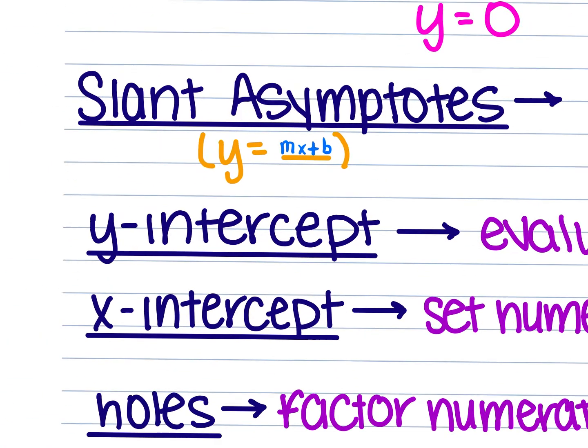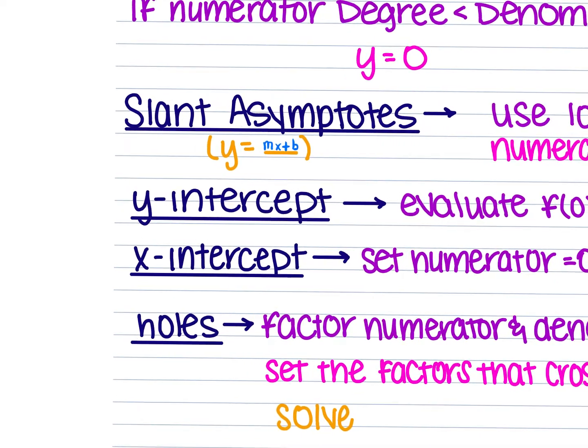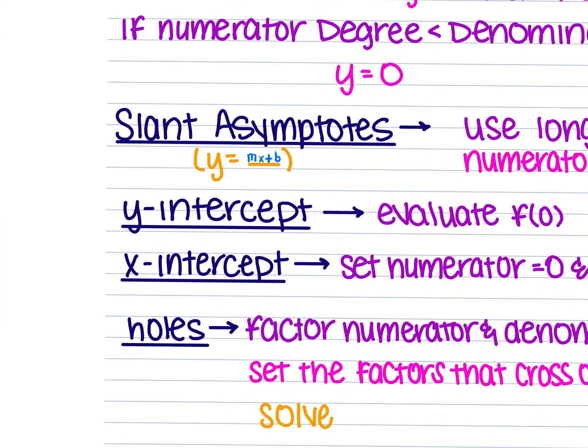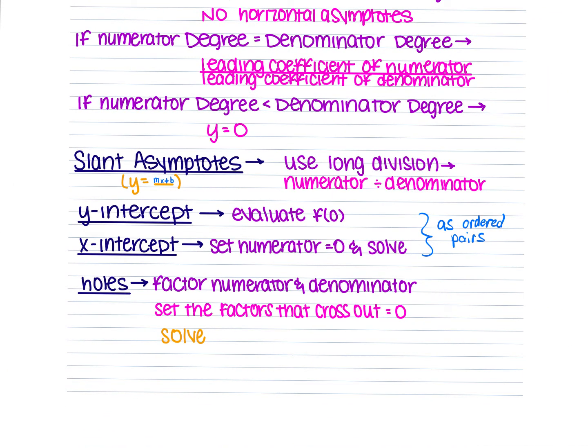We have found x and y intercepts since the first day of school. X and y intercepts, to find the y-intercept, you plug in 0 for x. To find an x-intercept, what does it say to do? Set the numerator equal to 0. We're going to do a lot of factoring. You have to write your intercepts as ordered pairs. Very important. We know how to do that.